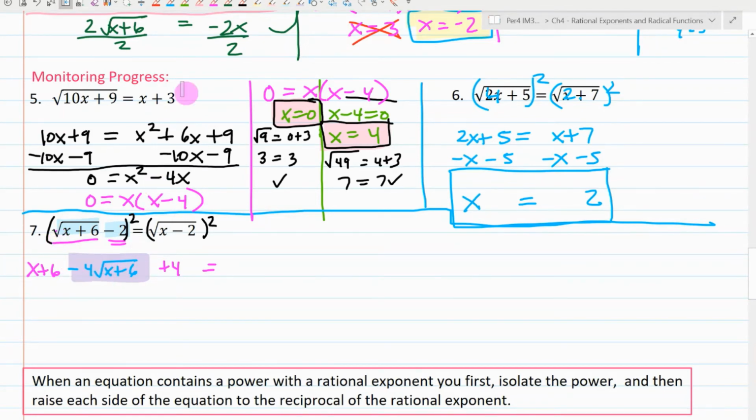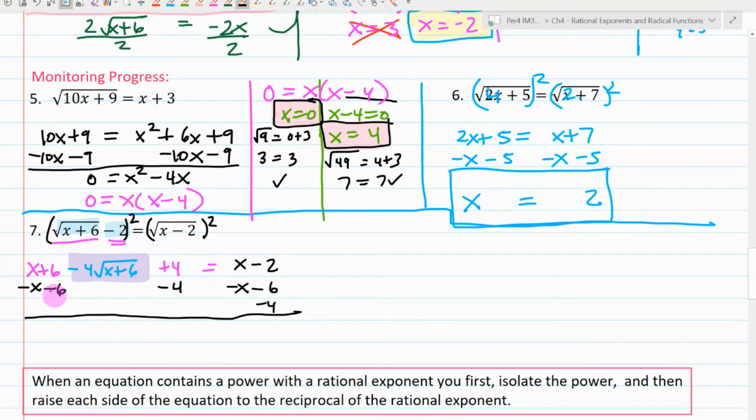And now we need to isolate that part. So we leave this alone on this side. It gets squared. And now we're going to subtract x. We're going to subtract 6. And we're going to subtract 4. We don't subtract this 4 because it's multiplied by this. So we leave that alone.